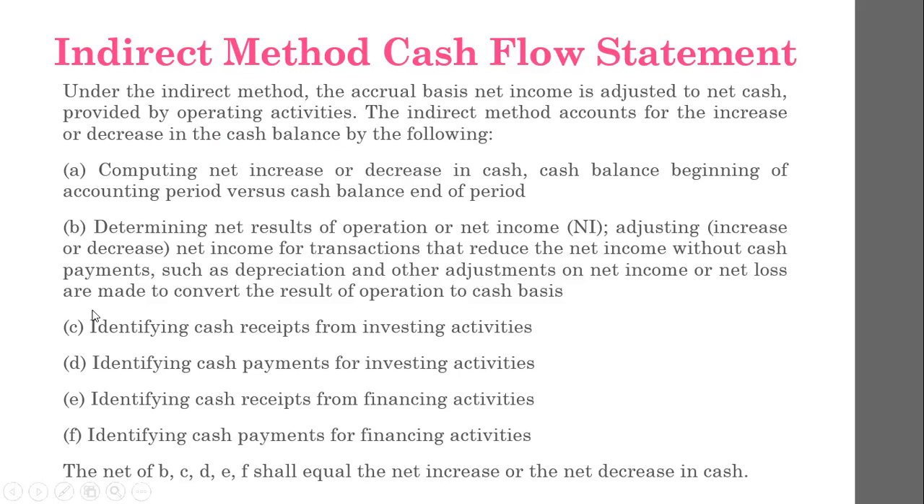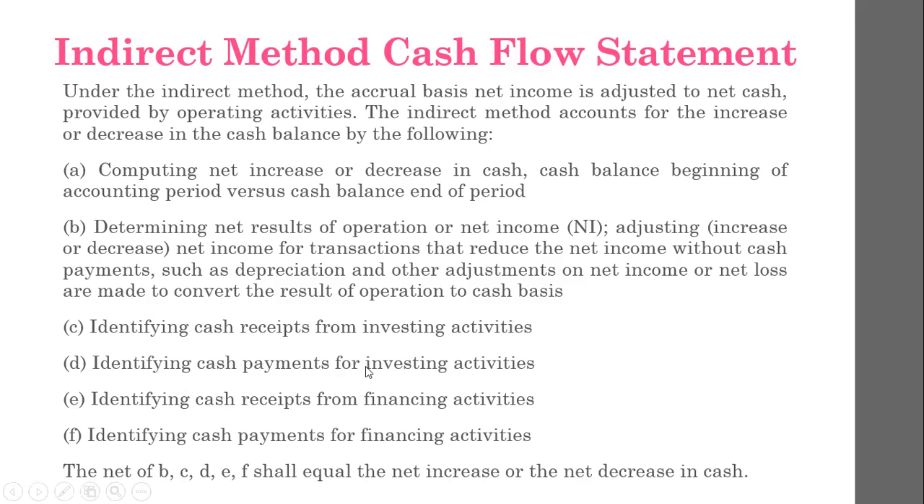So, net income for transactions that reduce the net income, without cash payments such as depreciation and other adjustments on net income or net loss are made to convert the result of operation to cash basis. Then next, identifying cash receipts from investing activities. Then identifying cash payments for investing activities. So, aware din tayo dyan. Sa indirect method po, nandun pa rin po si operating, yung three classification ng cash flow. Yung operating, investing, and financing.